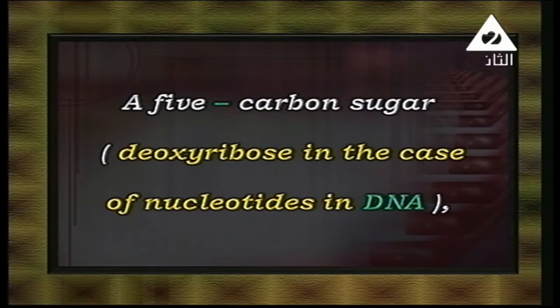A 5-carbon sugar, or we call it pentose sugar. Pentose means 5. The sugar contains 5 carbons. Deoxyribose in the case of the nucleotides in DNA. Deoxy, D, means to remove oxygen, so D means without oxygen. There is no oxygen in this kind of sugar. This ribose sugar doesn't contain oxygen. So we call it deoxyribose sugar in the case of nucleotides in DNA, while it is ribose sugar in RNA.